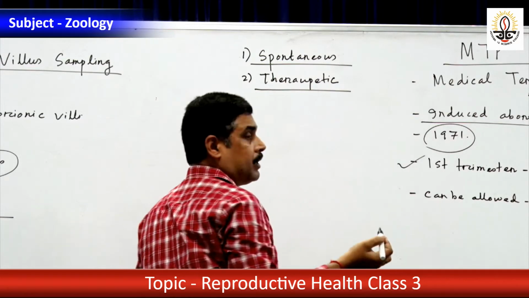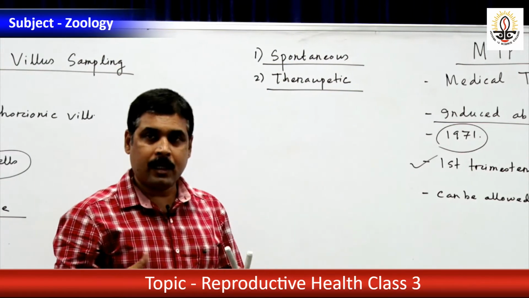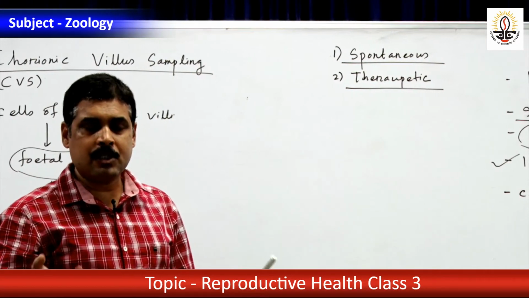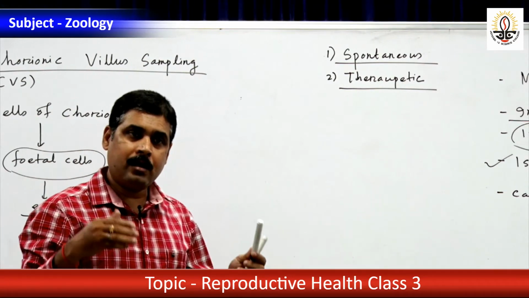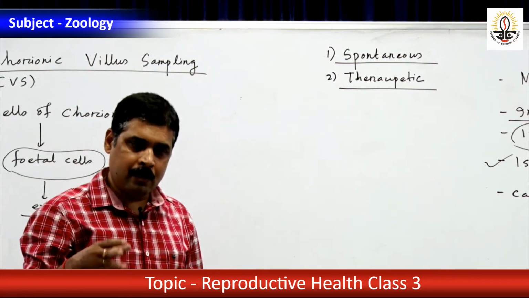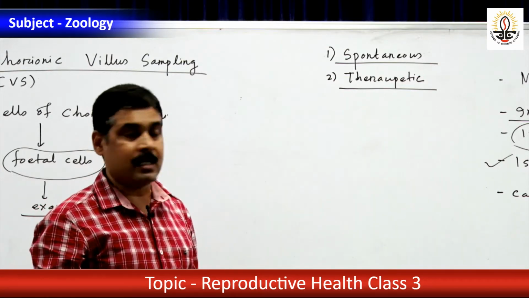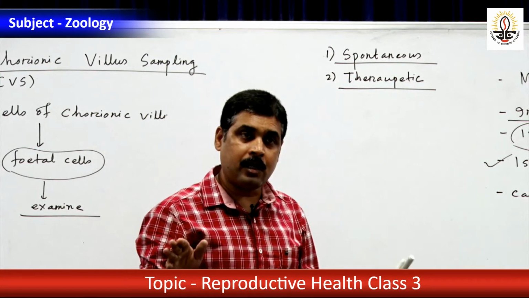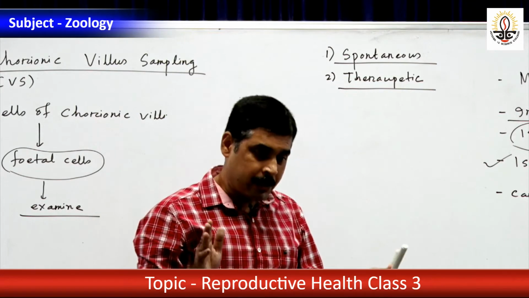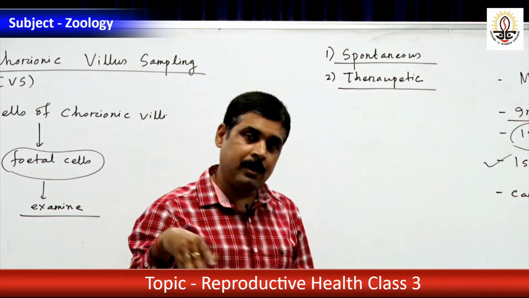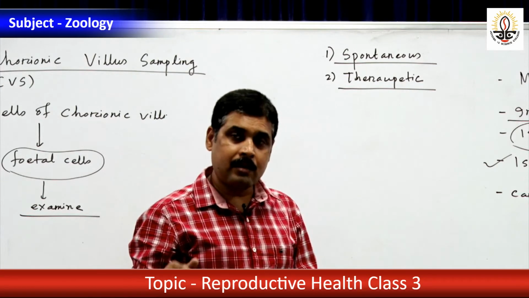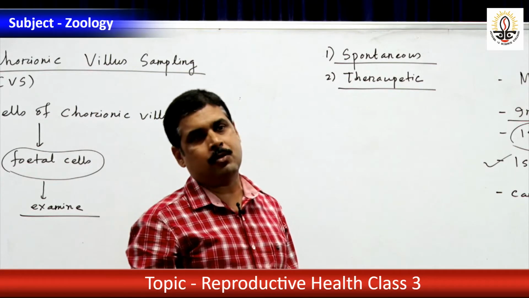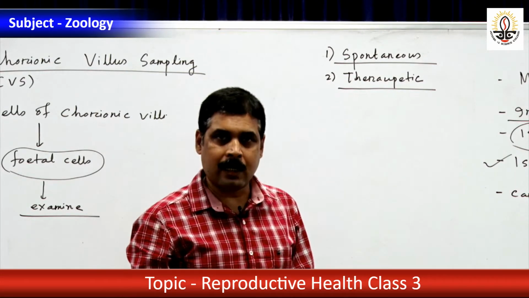Spontaneous means if the aborted child unrecognizedly passes through the vagina. The mother is not aware of the pregnancy, and after the MTP, it will be released through the menstrual cycle or menses. That is called spontaneous. Mother is not aware of the pregnancy. Somehow, due to a jerk or something like that, there will be MTP. The aborted child is unrecognizedly passing through the vagina by menstrual cycle or bleeding.